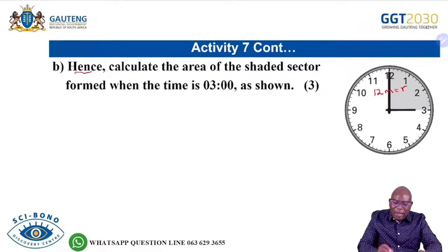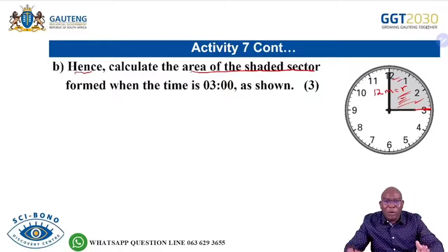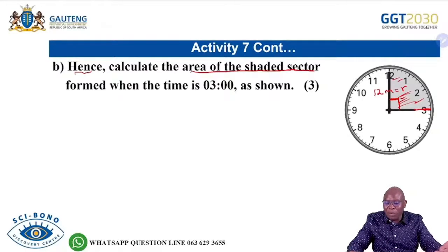Now they say calculate the area of the shaded sector. So the shaded sector is this part here. You see that part there, it's shaded. If it's 3 o'clock in this case, what will that mean? It will mean that the angle from there will be 90 degrees. If you divide the clock into 4 quarters, then you have your 90 degrees there. So it's 360 degrees divided by that.